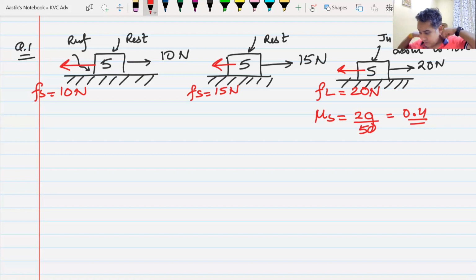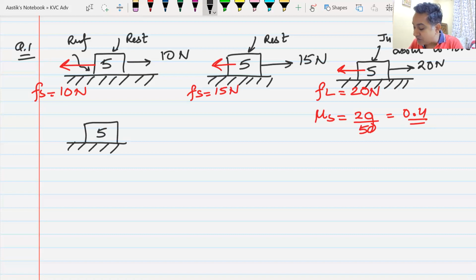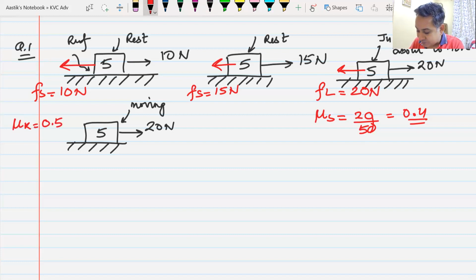Okay. Now let us take the next case. Now when the body has just moved, friction changes from static to kinetic range, and the value of mu k is always less than mu s. Do we understand this? Yes, sir. Let us say that the value of mu k is 0.5 times mu s.